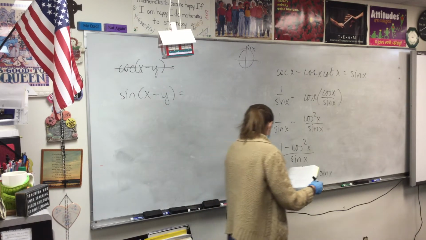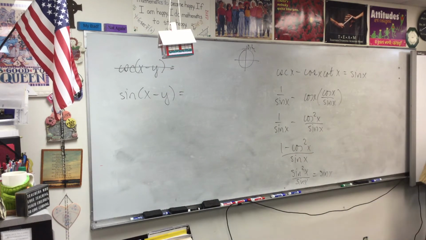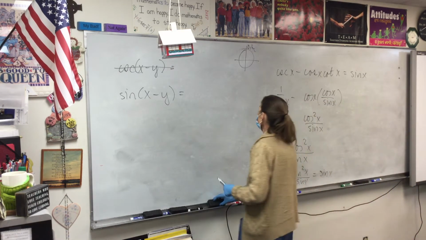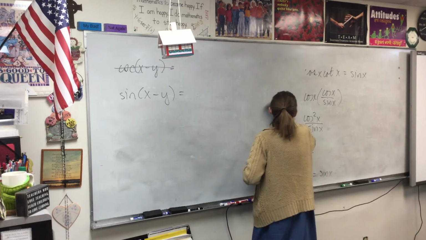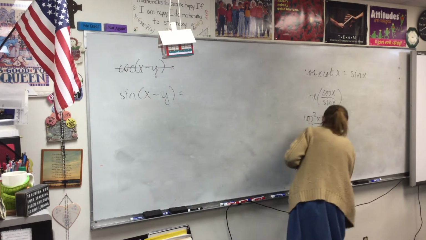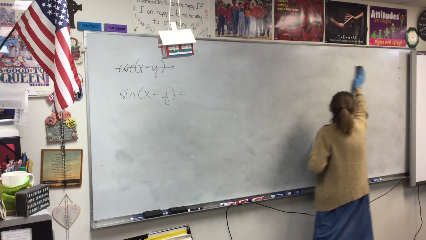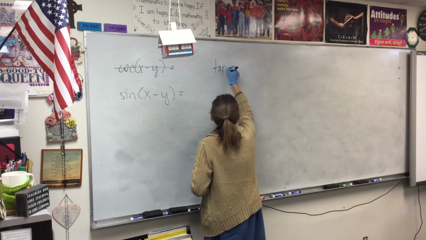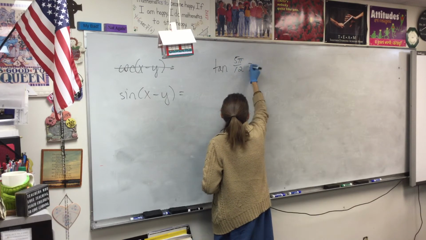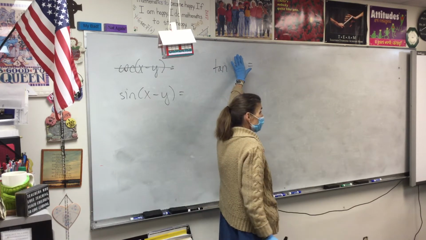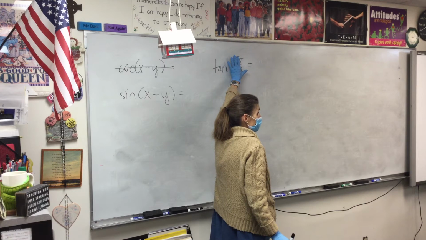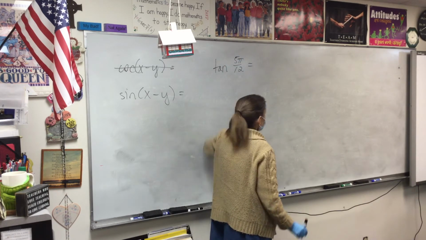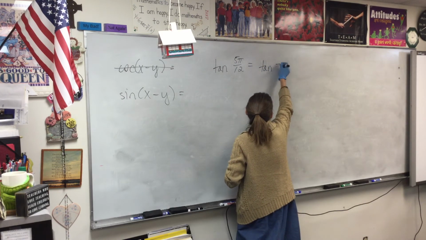Number 7 says the tangent of 5 pi over 12. Well, the first thing we're going to want to do, Alexis, is probably take care of that 5 pi over 12, because I'm not too good in radians. So the tangent of 5 pi over 12. Okay, so I know pi is 180. Divided by 12 is 15. Times 5 is 75. So this is the tangent of 75.